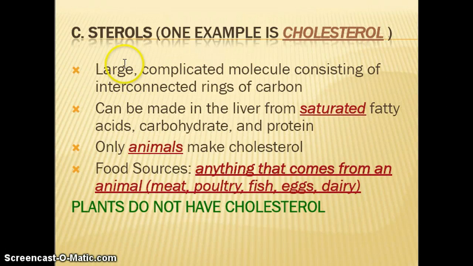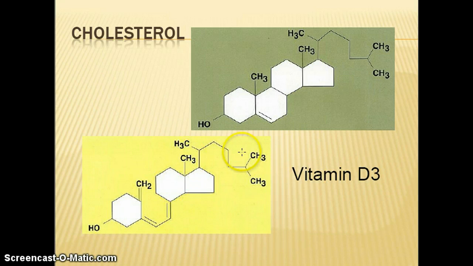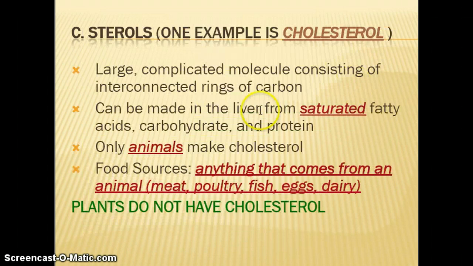Cholesterol is one type of sterol. There are other sterols as well. For example, vitamin D is a type of sterol. Cholesterol is actually used to synthesize vitamin D, and we can synthesize all the cholesterol we need. The liver is one organ that does that.